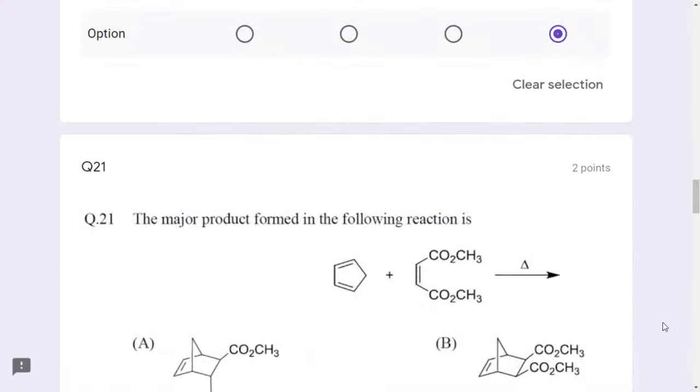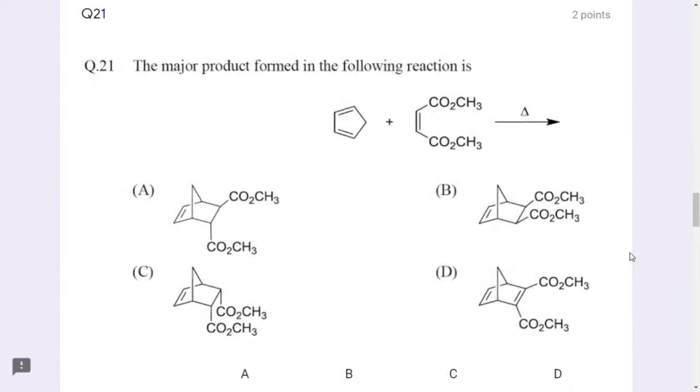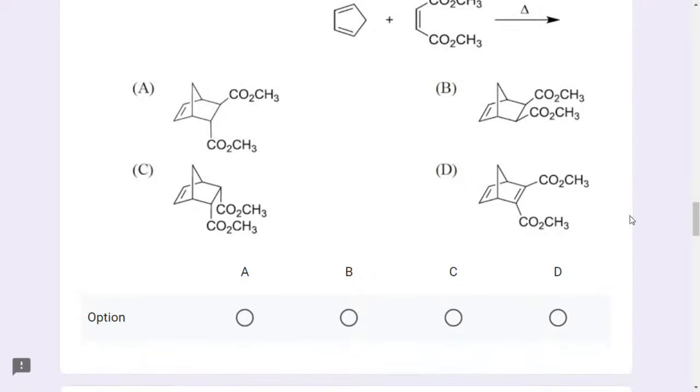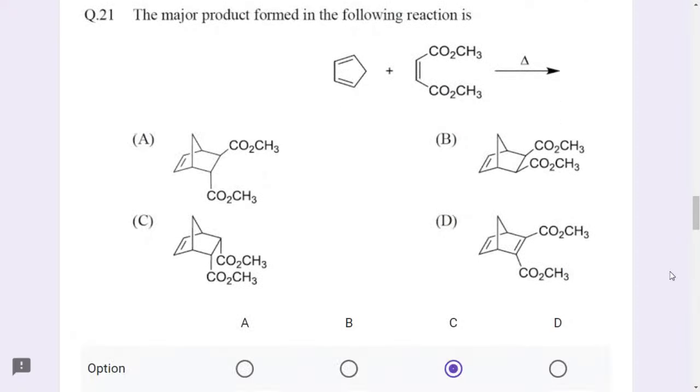Next. The major product formed in the following reaction is, what is the reaction? Yes, diene and dienophile. When you treat in the presence of thermal Diels-Alder reaction conditions, it is going to form this adduct. So this methylene group will be above and these two esters will be below the plane because of steric factors. So this adduct is going to form as the major compound. Yes, students, 21. C is the correct option, students.